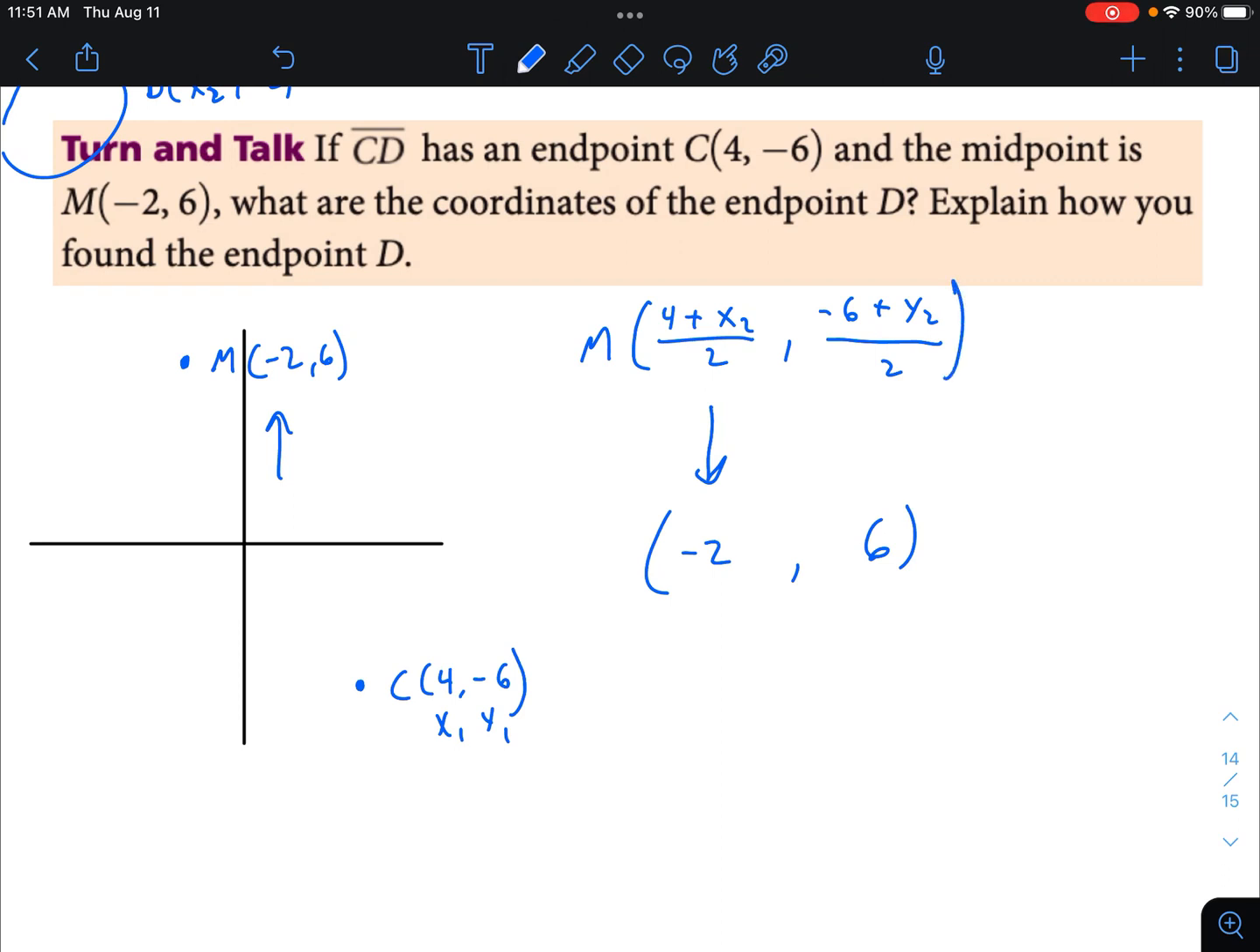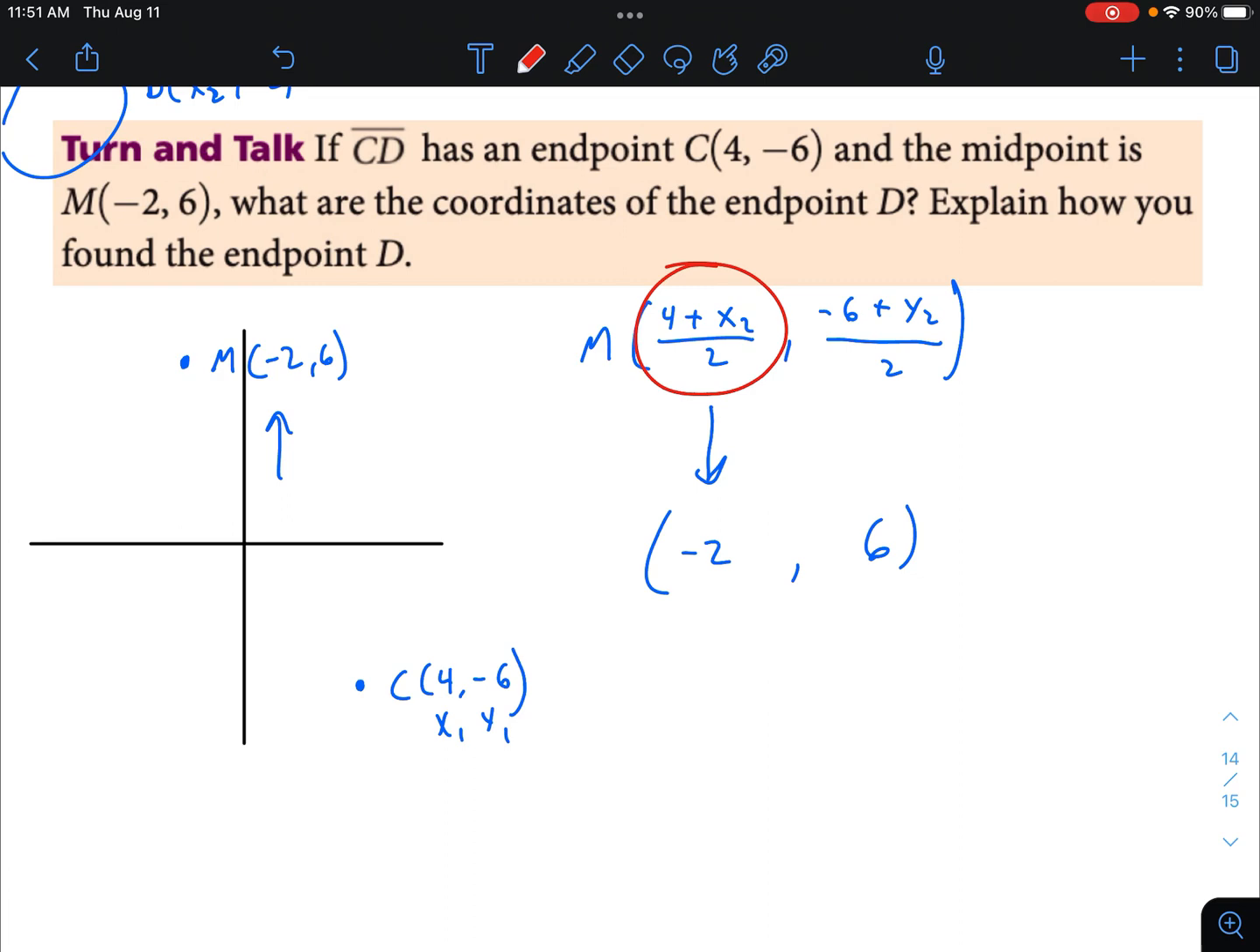So what we have to figure out is, what does that x2, y2 need to be so that I get that answer? For instance, let's look at just this section right here. What number divided by 2 would give me -2? At least that's what I think in my mind. I don't know what this is going to be because I don't know what x2 is. But what divided by 2 is going to give me -2? And the answer to that would be -4.